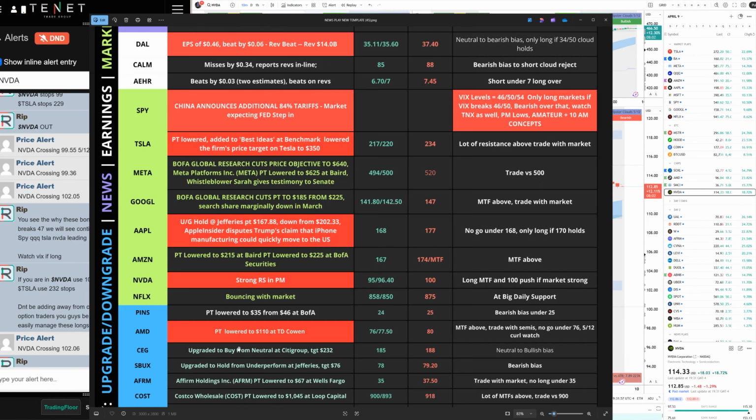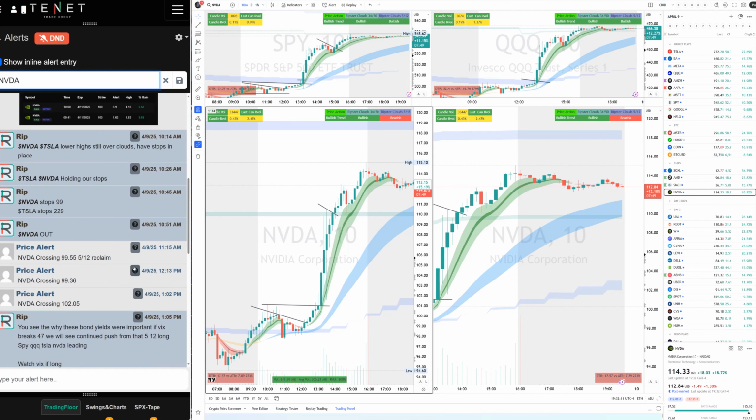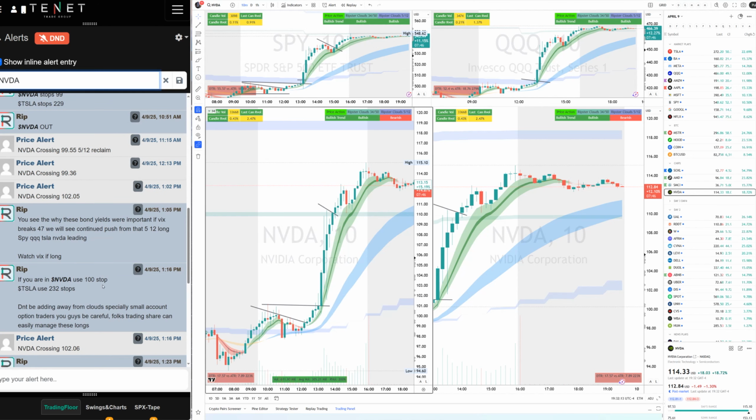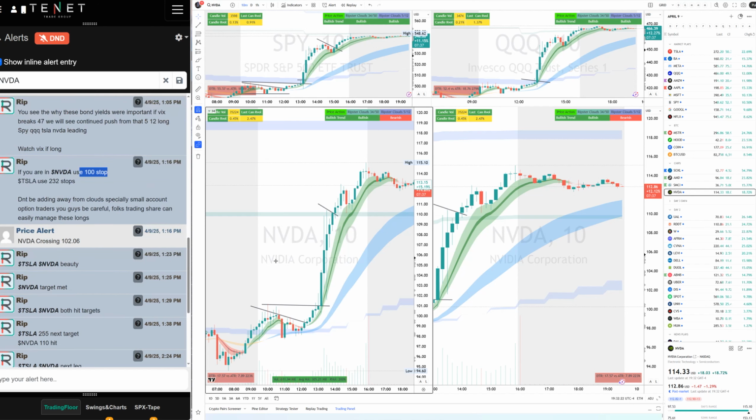Let's look at the game plan. So game plan NVIDIA was long MTF and 100 push if the market's strong. Long MTF and 100 push. What did NVIDIA do? Pushed over 100, became a long, and MTF breakout became a long. At that time, I gave the traders a stop of 100 on NVIDIA because that was the trade for NVIDIA. And as you know, I guided when the market is long, so traders were trading it. 110 was the first target, and NVIDIA actually hit 115. So that was a NVIDIA trade, guys. Let's look at the next one.